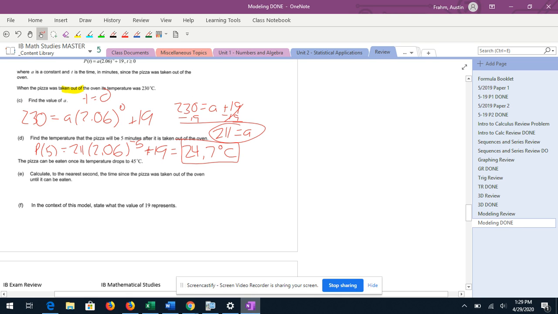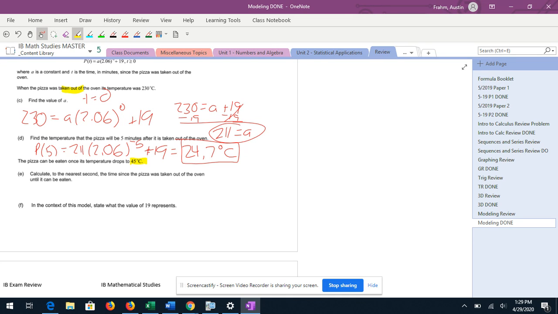All right, continuing with problem number 3. It says the pizza can be eaten once its temperature drops to 45 degrees Celsius. Letter E says calculate to the nearest second the time since the pizza was taken out of the oven until it can be eaten. So now they give us a temperature and they want us to figure out the time it takes to get to that to the nearest second.